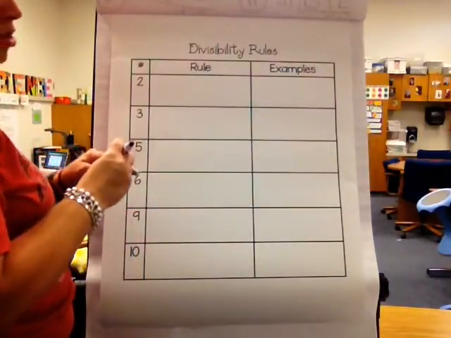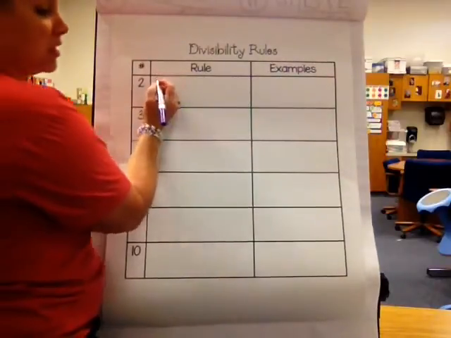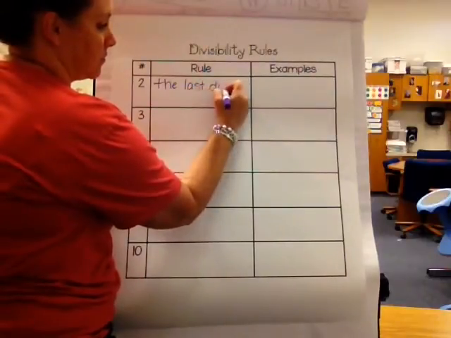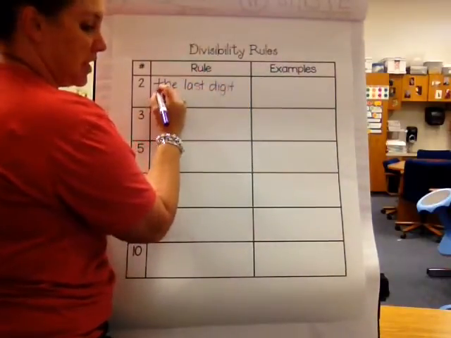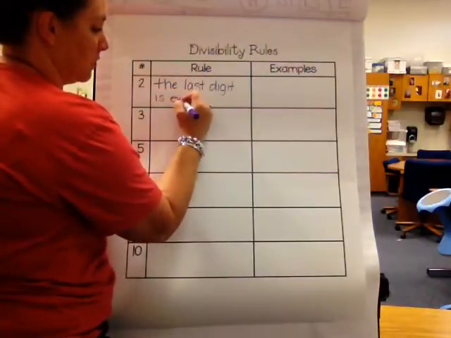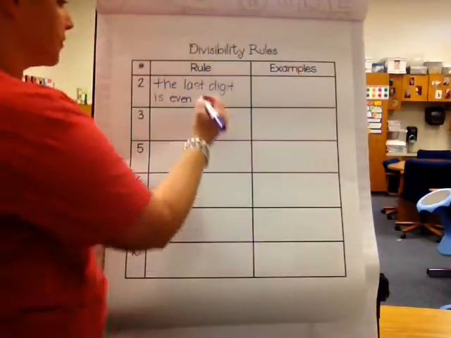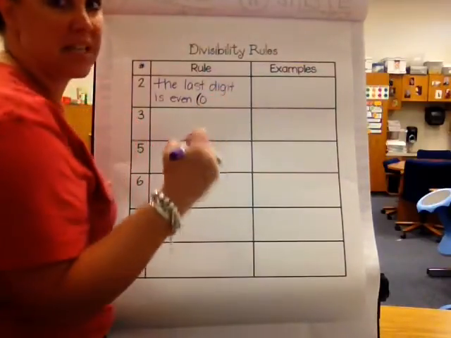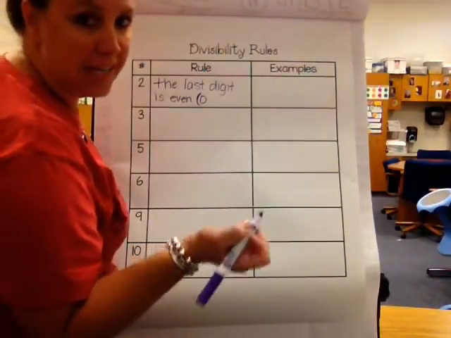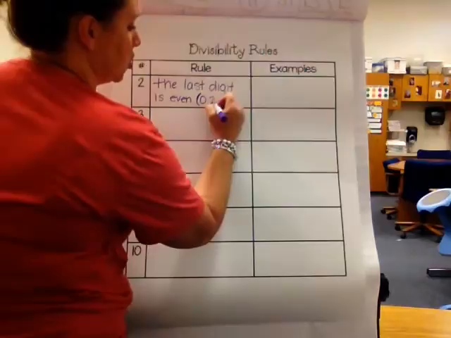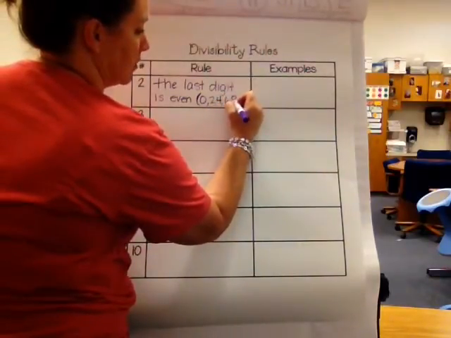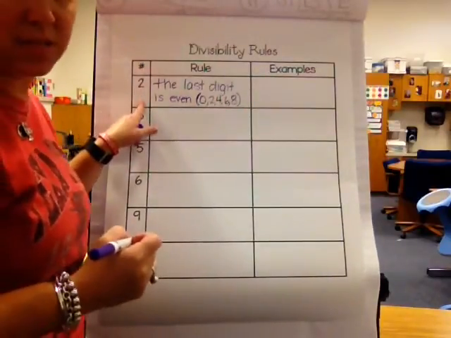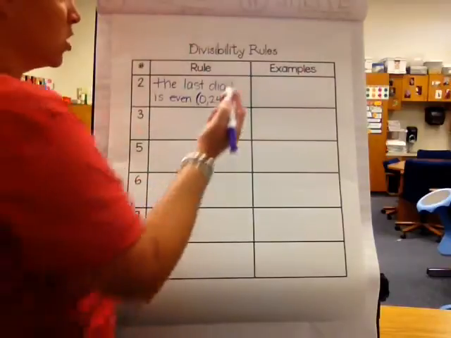So let's look at the number 2. 2 is the easiest one. A number is divisible by 2 if the last digit is an even number. Well, what's even? I know that the number 0 is not even, but you can still evenly divide anything ending in a 0. So 0, 2, 4, 6, or an 8. Any number that ends in a 0, 2, 4, 6, or 8 is divisible by 2.